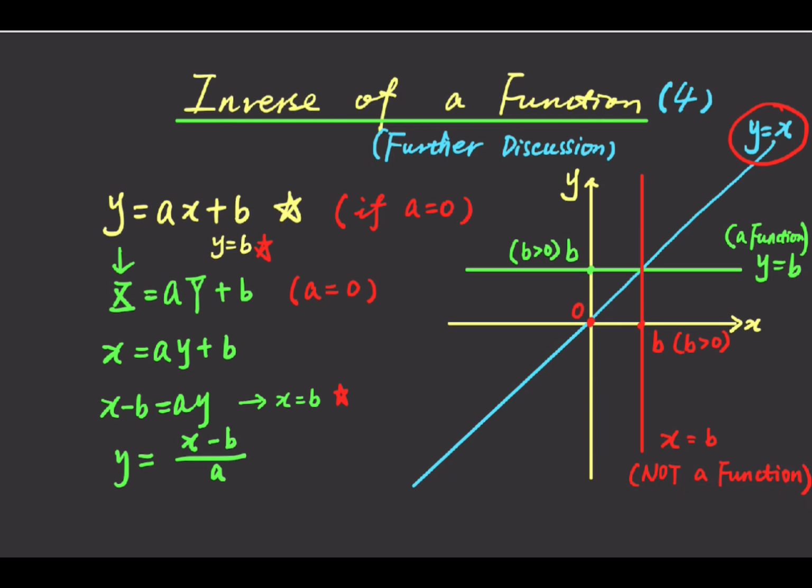So let's summarize. The original function, if it is a linear function, but here a equals 0, its inverse of this original function will not be a function. The inverse of this function will be a relation, not a function.